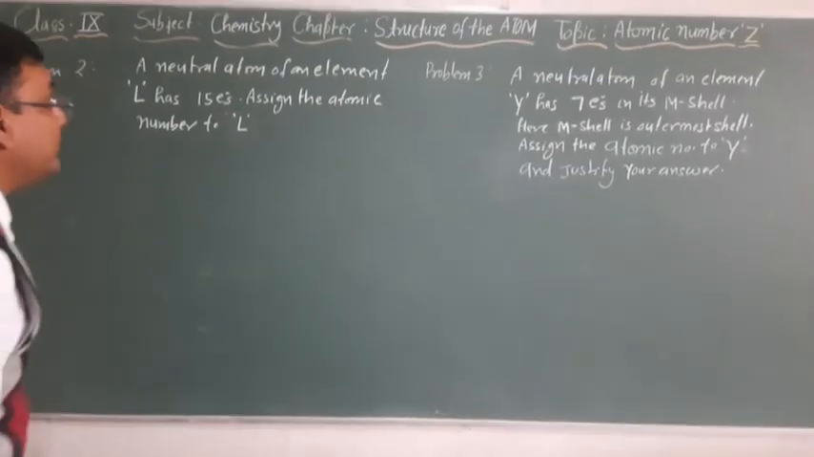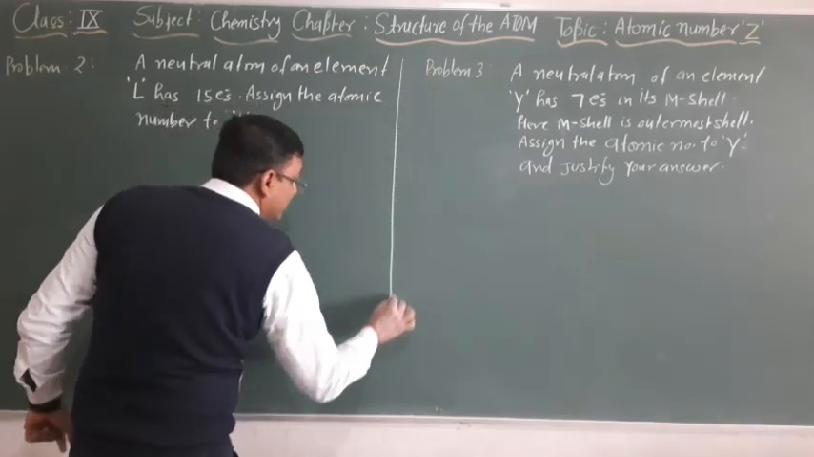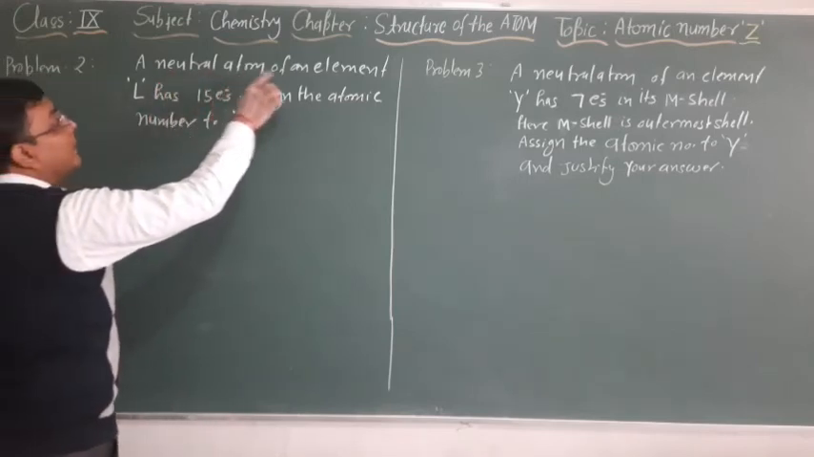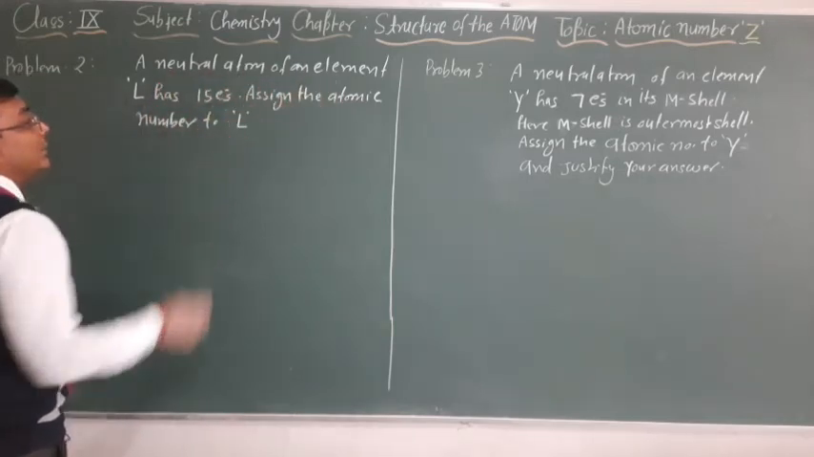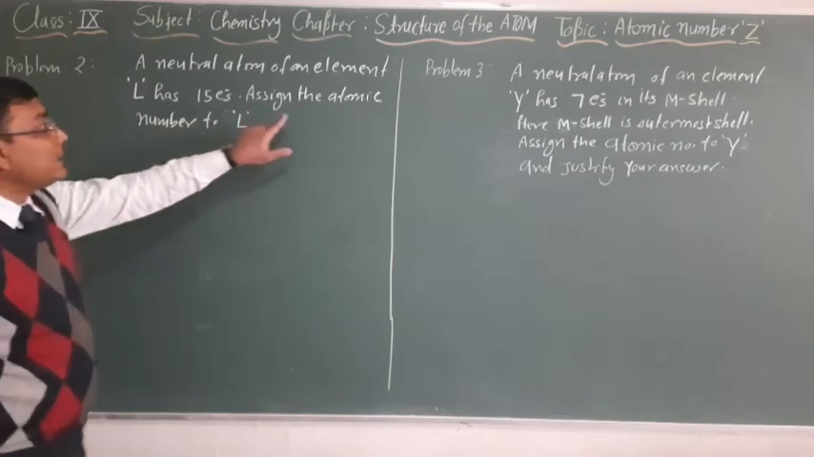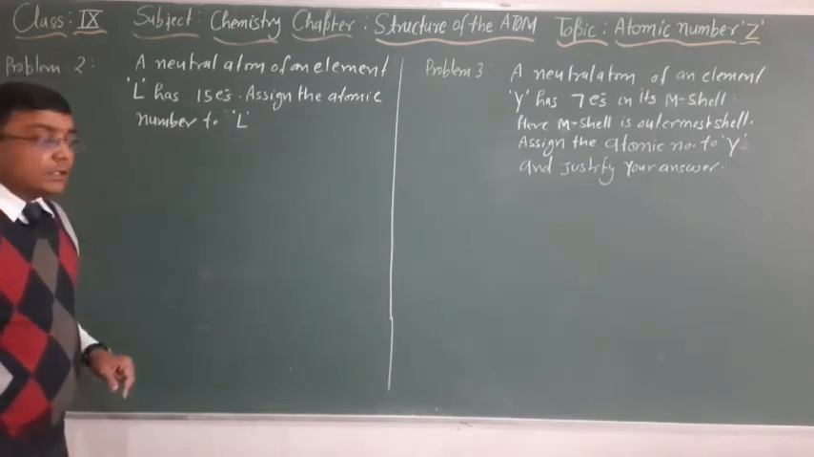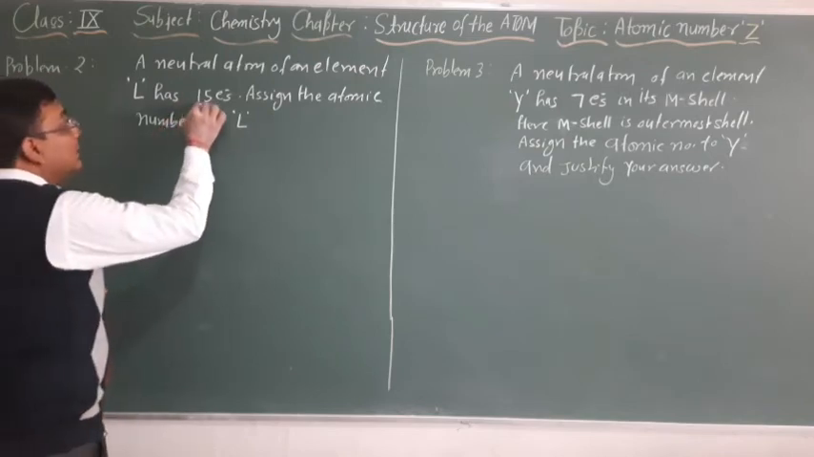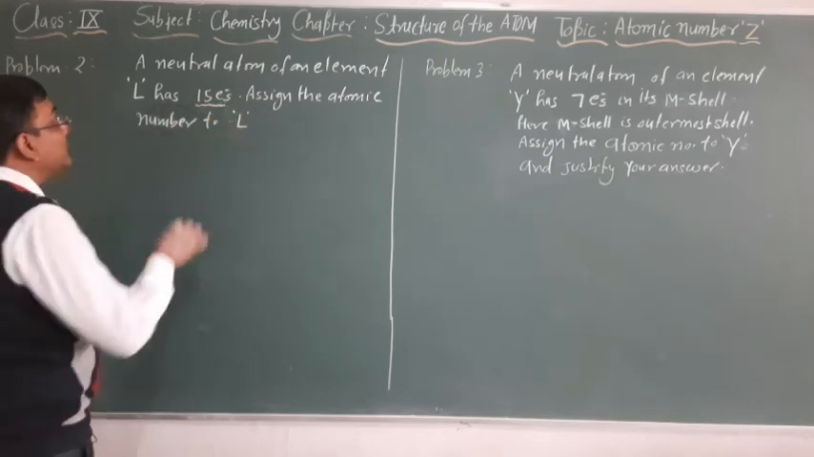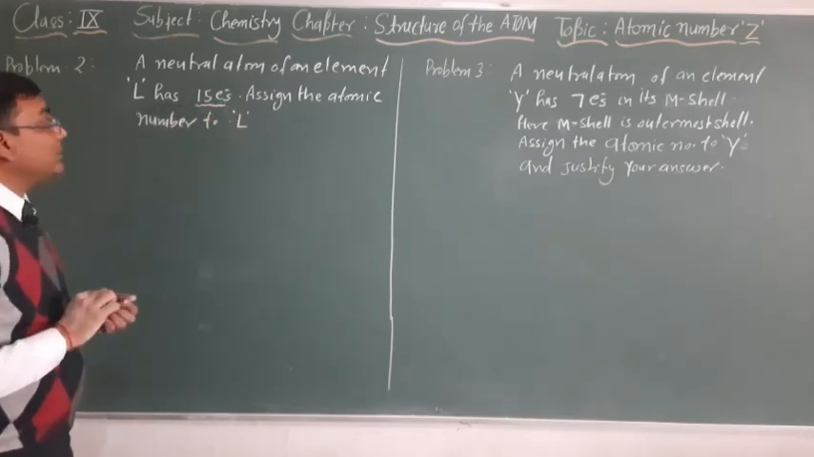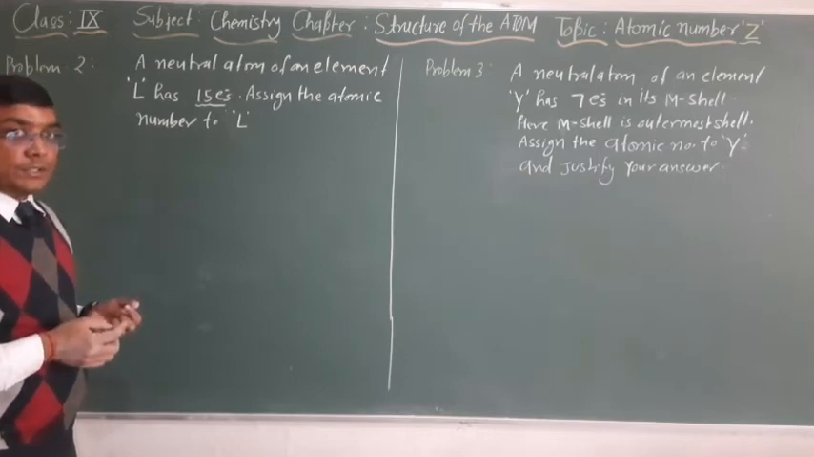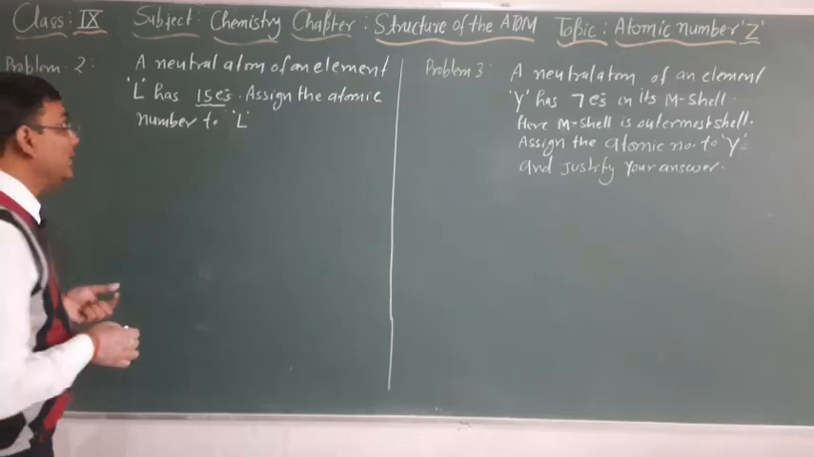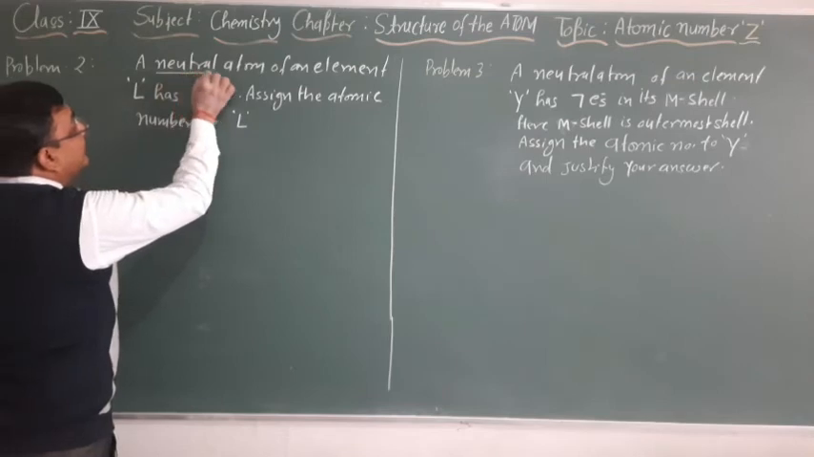Now here we have two questions. The first is: a neutral atom of an element L has 15 electrons. Assign the atomic number to L. Here the information given is the number of electrons, 15 electrons, but the number of protons is not given. So first we have to find out how many protons are present. Another additional piece of information given is that it is a neutral atom.